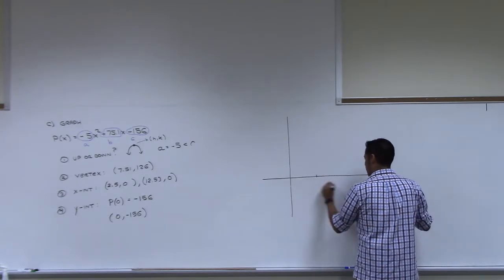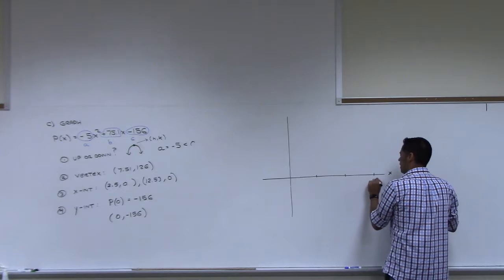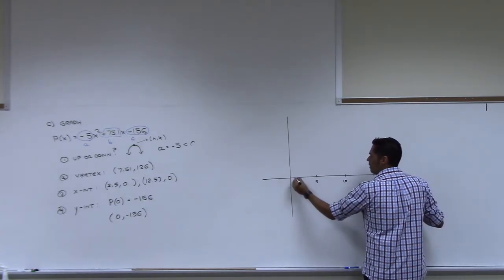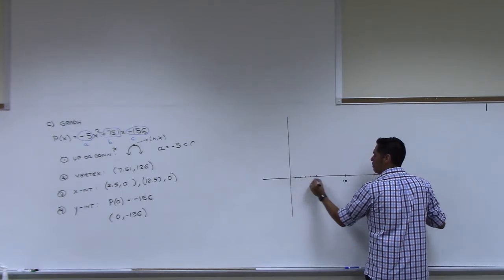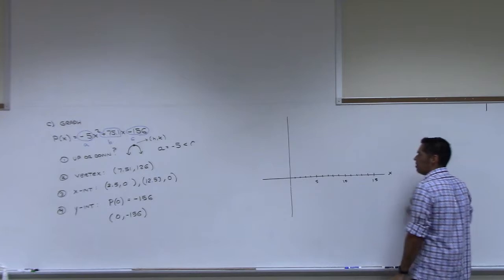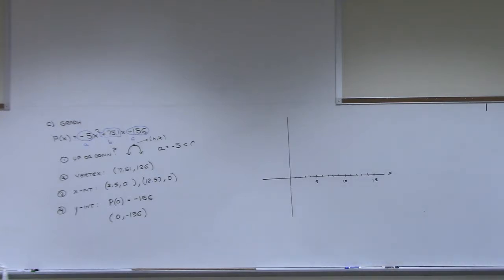So I'll count by 5. It's 5, 10, here's 15. And we could even break this up. 1, 2, 3, 4, 1, 2, 3, 4, 1, 2, 3, 4. So we could mark them all out. There's 15 units.